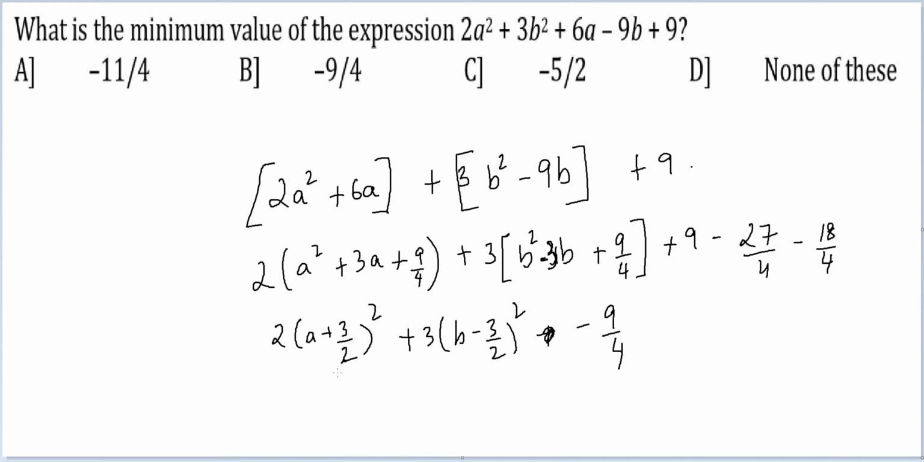If you take a equal to minus 3 by 2 and b equal to 3 by 2, these two terms would give you 0. Minimum value of the expression would be minus 9 by 4, which is option B.